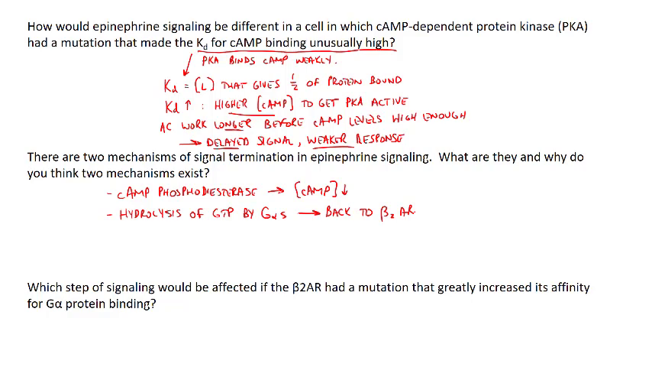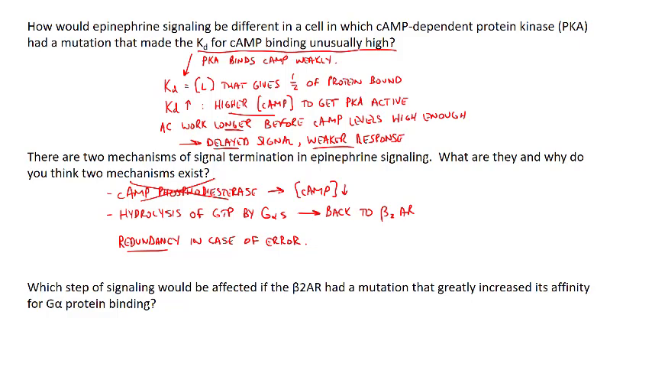But the second part of this question is, why do you think two mechanisms exist? Why two? The answer is quite simple. It's always good to have redundancy in case there is some sort of error in one of the signal termination mechanisms. So say, for example, that you got an epinephrine signaling, but you had just eaten some poisonous herb that inhibited cyclic AMP phosphodiesterase. Well, in that case, you'd be in trouble because your epinephrine signal would never stop, and you would be on high alert indefinitely.